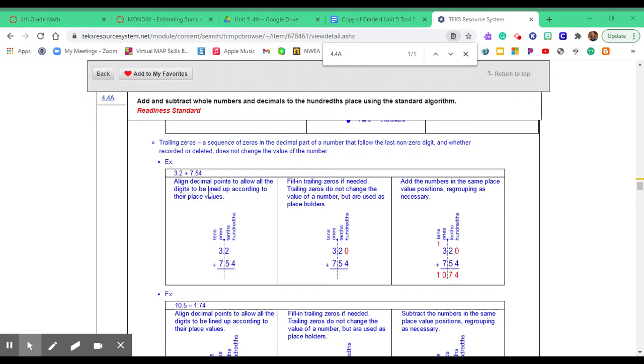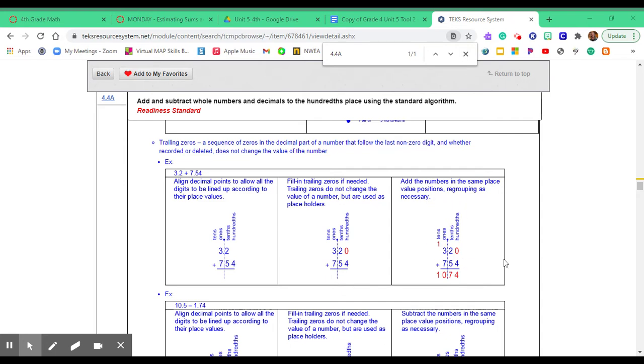We're going to align the decimal points to allow all the digits to be lined up according to their place values. So they have kind of given you a place value chart showing where the decimal is located and showing you this line to line up those decimals. Notice you have a gap here. That gap is simply a 0. So you can fill in the trailing zeros if it makes you more comfortable before you add. Just make sure that your decimals are lined up when you are adding and subtracting decimals.